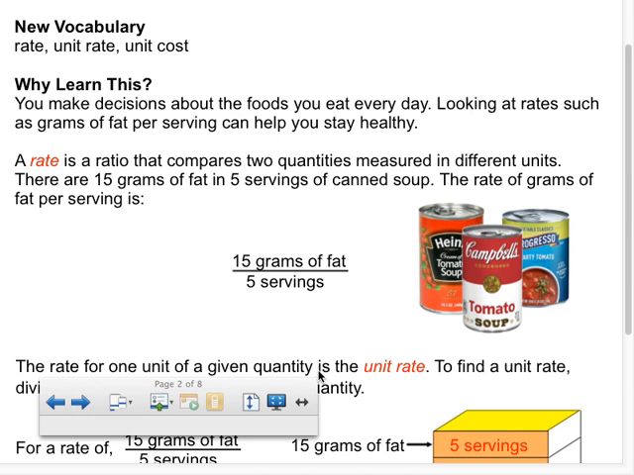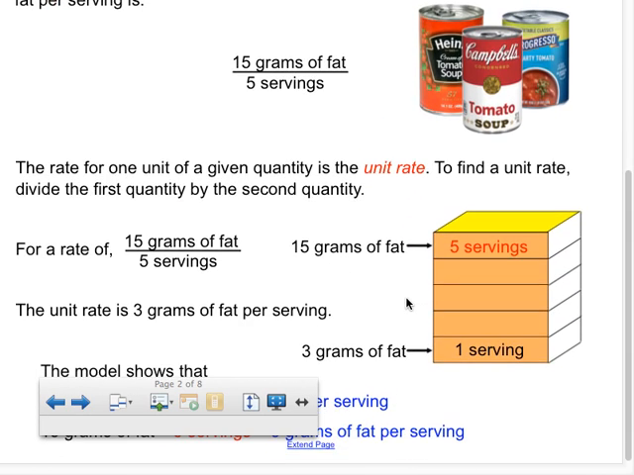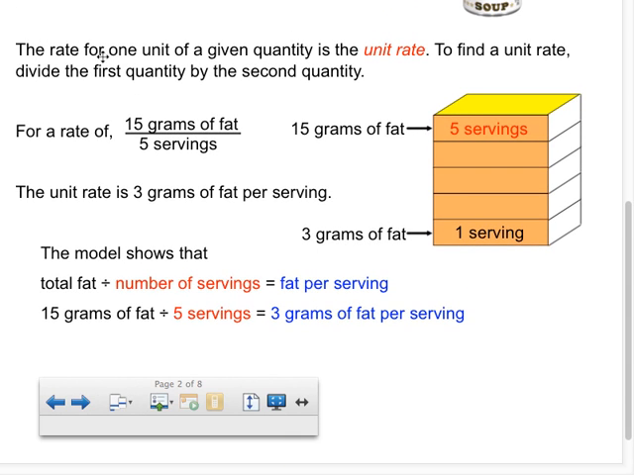A rate is a ratio that compares two quantities measured in different units. There are 15 grams of fat in 5 servings of canned soup. The rate of grams of fat per serving is 15 grams of fat per, that's the fraction symbol or division, 5 servings. The rate for 1 unit of a given quantity is the unit rate. Know that. To find a unit rate, divide the first quantity by the second quantity.